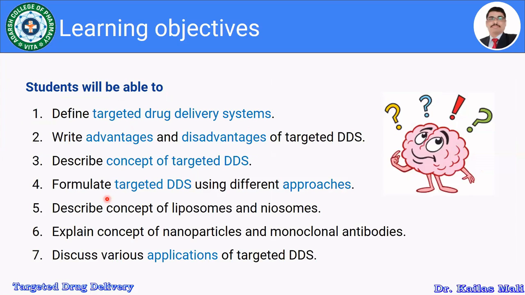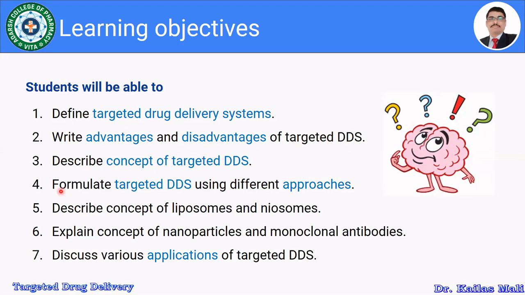Learning objectives. You will be able to define targeted drug delivery system. What is meant by the targeted drug delivery system? You will be able to write the advantages and disadvantages of targeted drug delivery system. Then you will be able to describe concepts of targeted drug delivery system.